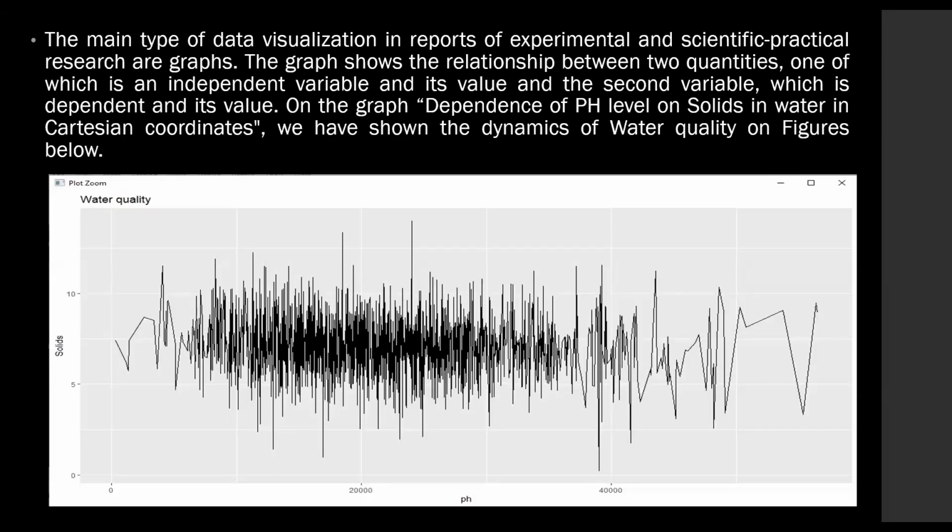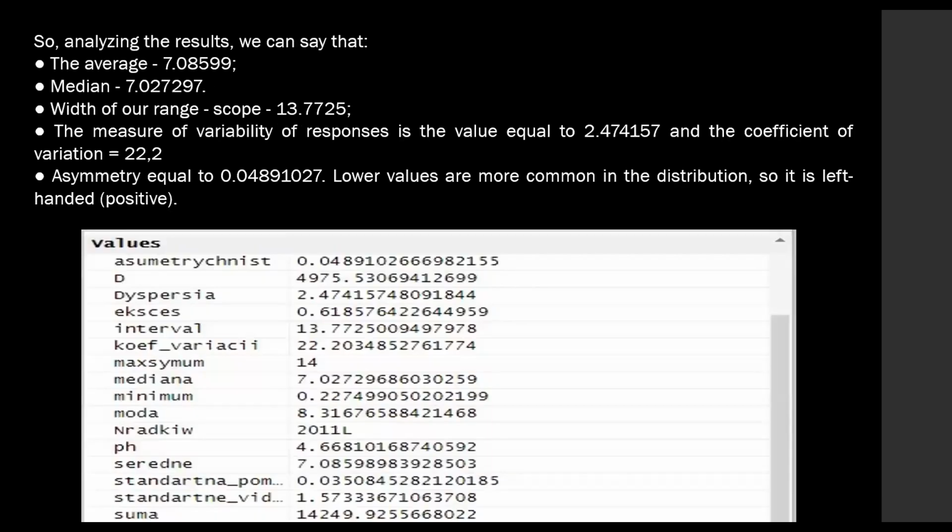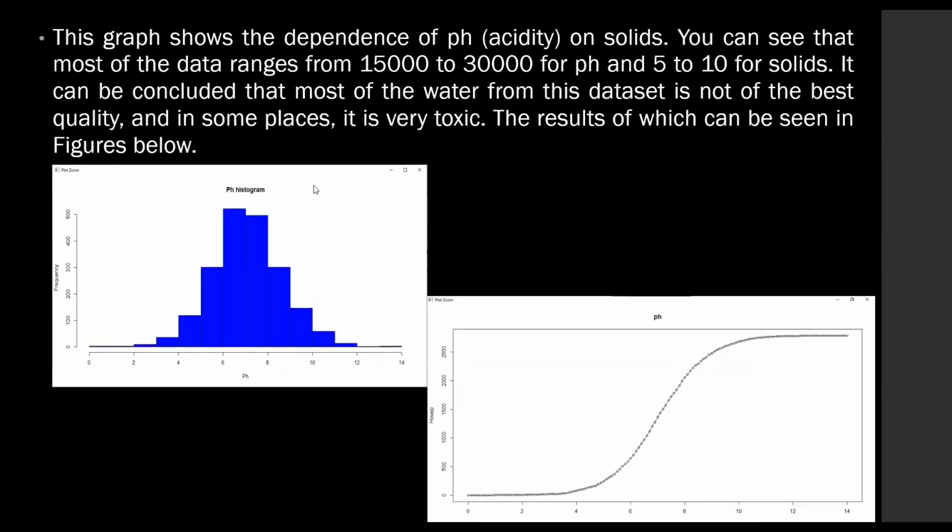The main type of data visualization is reported with experimental, scientific, practical research graphs. The graphs show the relation between two quantities, one of which is the independent variable, like pH, and the second is the dependent variable, like water quality. So when analyzing the result, we get this data: the average, median, range, and measures of variability, symmetry, and distribution of this presentation.